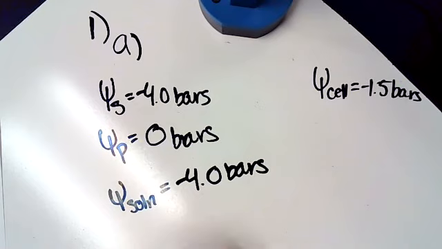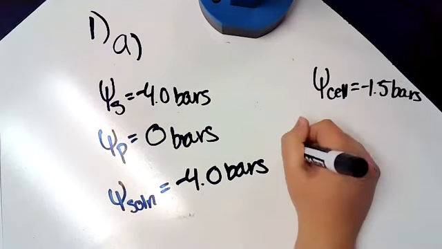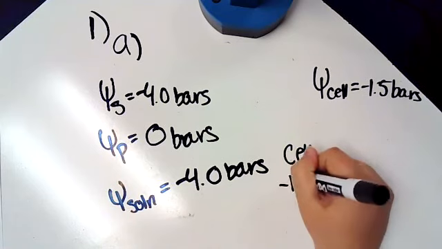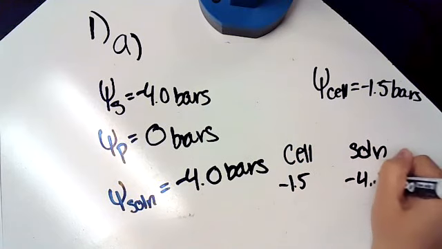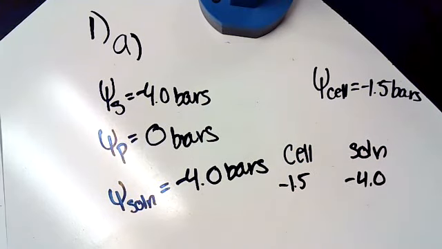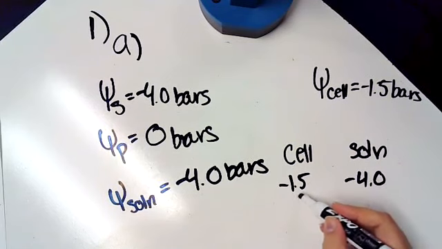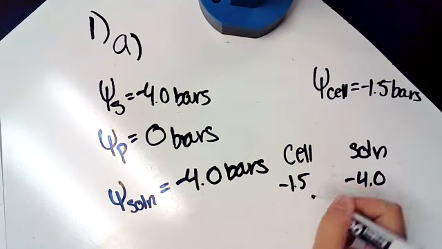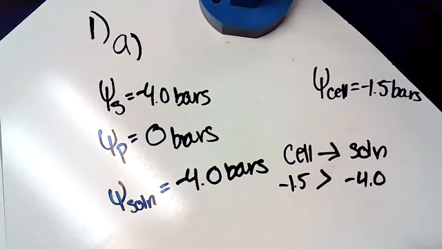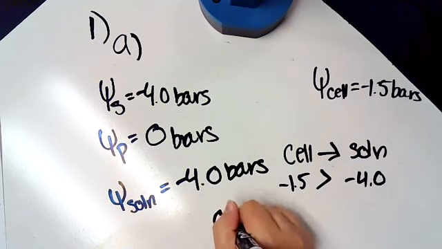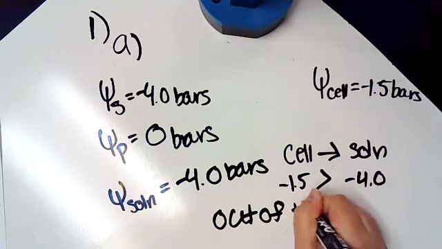So now the next part of the question asks which direction the water will flow. So we are going to compare them now. We have our cell, which is negative 1.5, and we have our solution, which is negative 4.0. So we want to decide which one is bigger. So negative 1.5 is closer to 0 than negative 4.0. So negative 1.5 is greater. So that means our water is going to move out of the cell into the solution. So our water is going to move out of the cell.